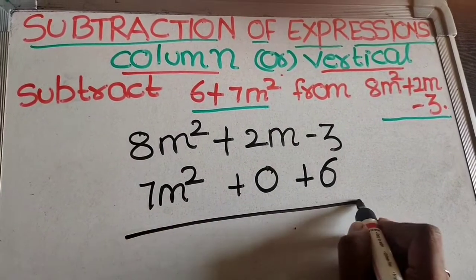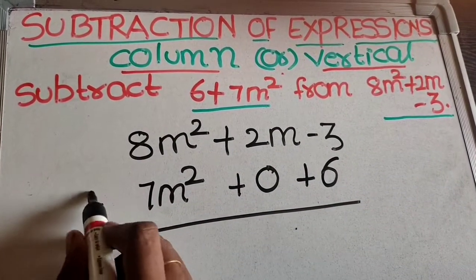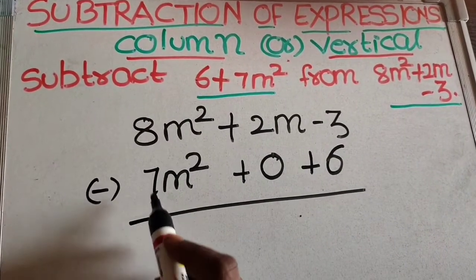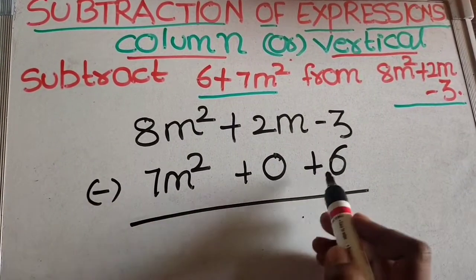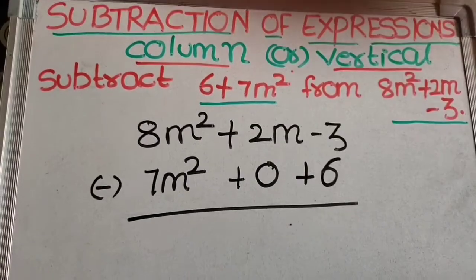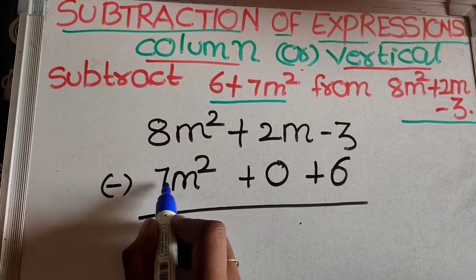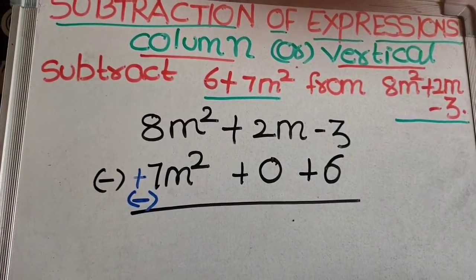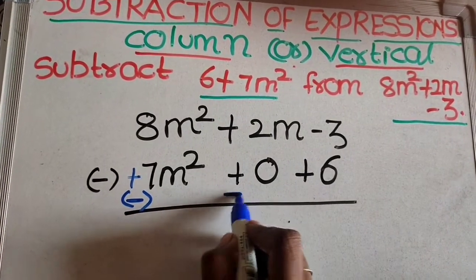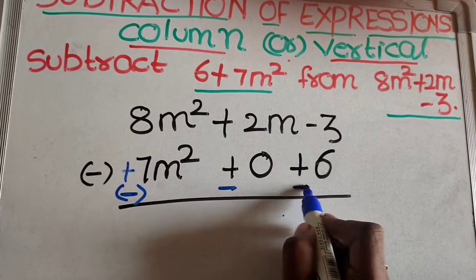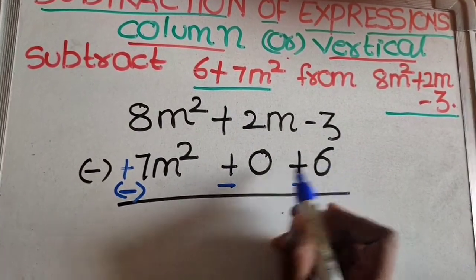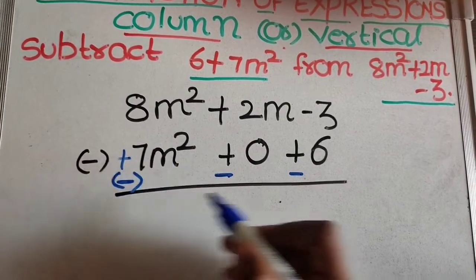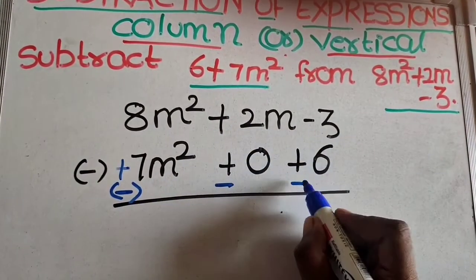So what we are doing now? We are doing subtraction. That means we are subtracting the first term from the second term expression. So now change the symbols while you are subtracting. In the vertical method or column method, you have to change the symbols of the terms. So plus becomes minus, minus becomes plus. So here we have changed all the symbols. Now start doing our subtraction.